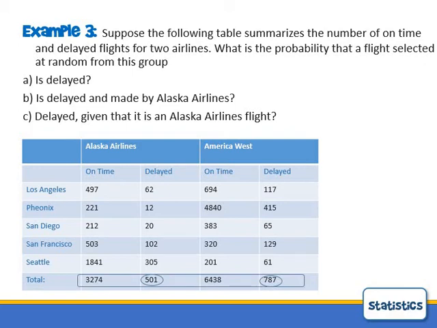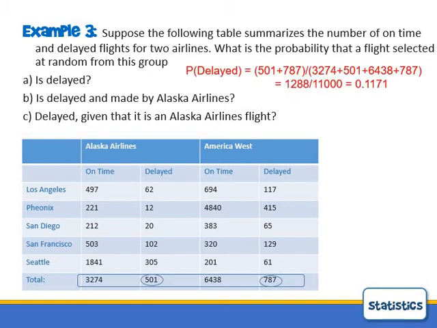And if I add all four numbers across the bottom up, that would be the on time and delayed for Alaska, on time delayed for America West, I would have the total number of airlines. So my probability that's delayed would be 501 plus 787, that's the number that were delayed, divided by the sum of the four numbers on the bottom, which would give me the grand total that there were 11,000 flights. So we wind up with 1,288 out of 11,000. And when you have numbers that big, we usually prefer a decimal. So you can divide it out and get about 0.1171.